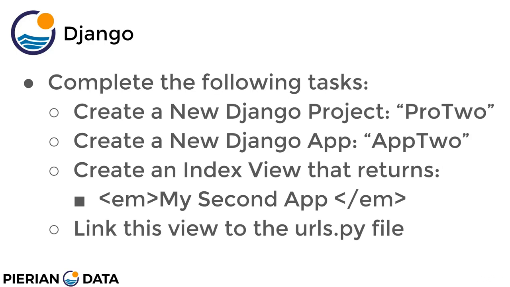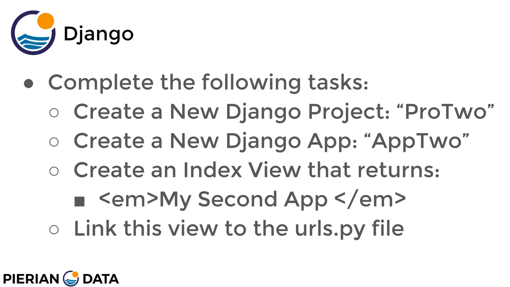First, create a new Django project and call it something like Pro2 or Project 2. Then, create a new Django application and you can call it App2 or Application 2, and this will go inside that new Django project. Then I want you to create an index view inside of that new Django application, and I want you to have it return this line, my second app wrapped in emphasis tags.